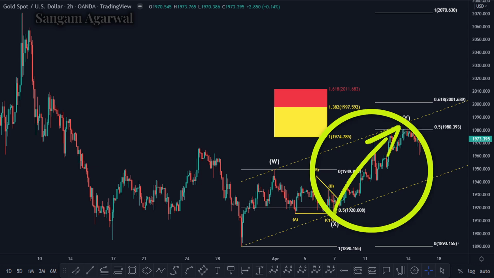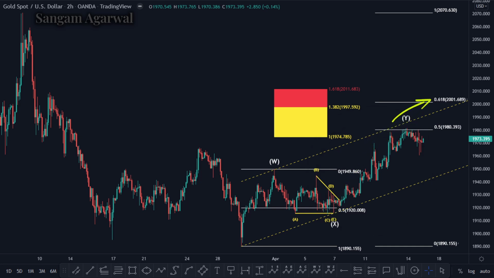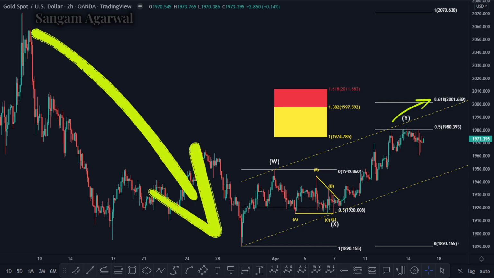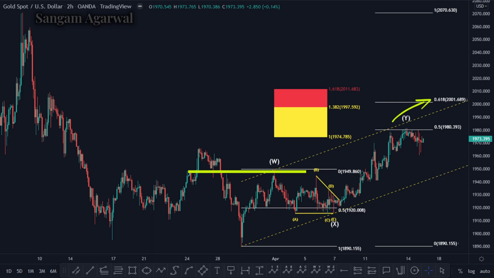This was a simple fib retracement trading strategy, buying at 50% retracement from the bottom up to 50% retracement from the top. If the 1980 resistance breaks, then the next target will be 2001, which is our 61% retracement for this complete trend from top to bottom. And our first support is 1950. So these two are our first key support and resistance levels.